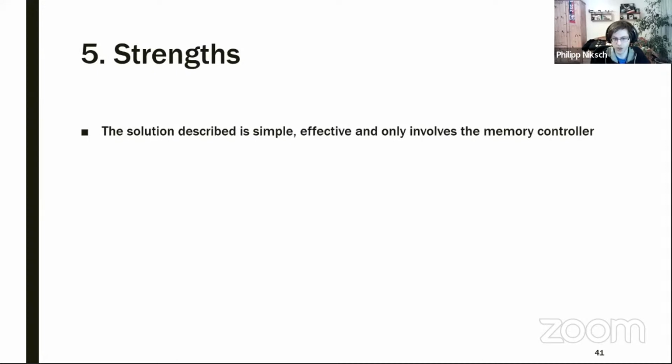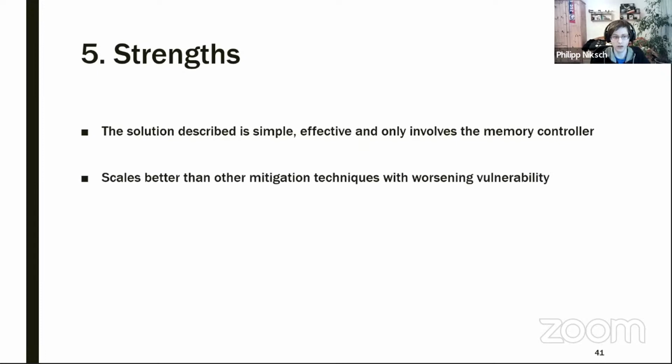First and foremost, BlockHammer seems to be a simple and efficient mitigation technique, and it only involves the memory controller without any knowledge or alterations to the DRAM internals. It also scales better with increasing RowHammer vulnerability than other mitigation techniques. And so it is likely that the benefits over other techniques will increase over time.